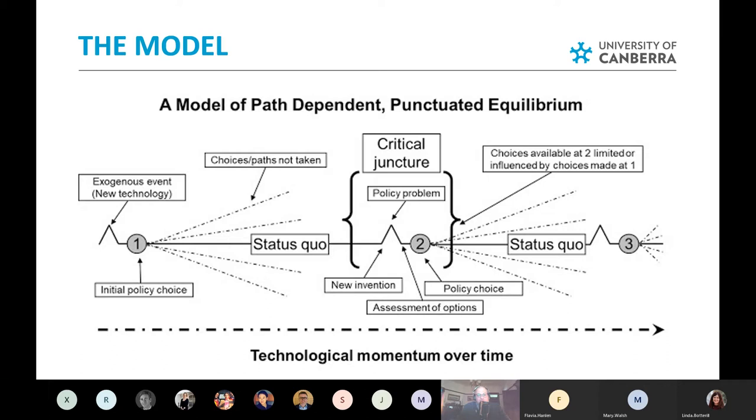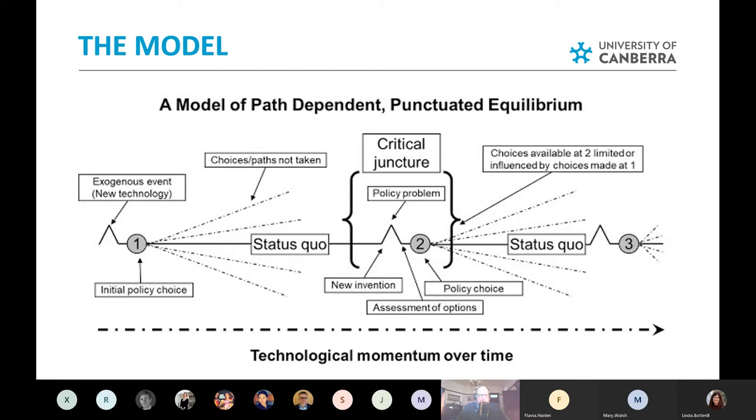But in order for it to be a critical juncture, it needs to create some form of a policy problem that leads to an assessment of the options and then some sort of a policy choice. Now, again, there, we can go into definitions about policy problems, policy choices, and so on.